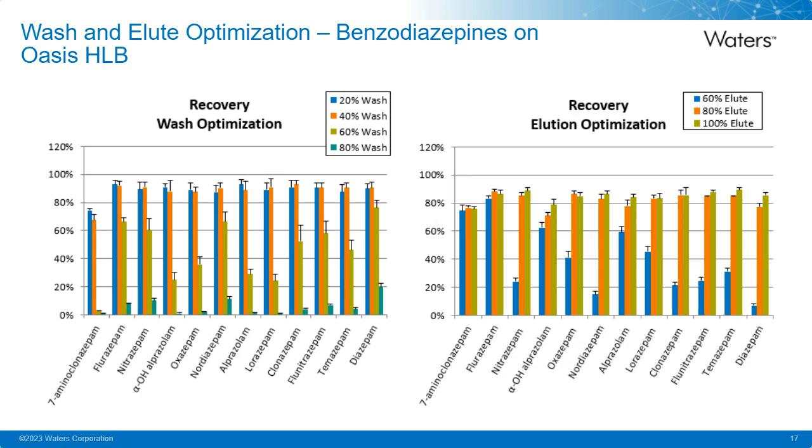Likewise, when we're optimizing recovery, here we've looked at a couple of different ones, 60, 80, and 100%. We see the blue at 60% does an okay job for the more polar ones, but not very good for the other ones, while the other two do a very nice job and give us full recovery. So these are a simple example of how you can optimize some of these wash and recovery solutions when we're developing methods.